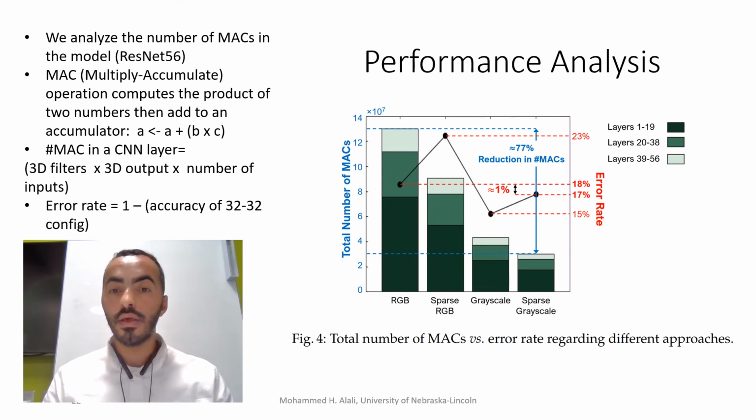When comparing the error rate, RGB has an 18% error rate for the 32 by 32 configuration, but sparsity on grayscale has a 17% error rate. So the error rate differs by only 1%, but the reduction in the number of MACs is about 77%.